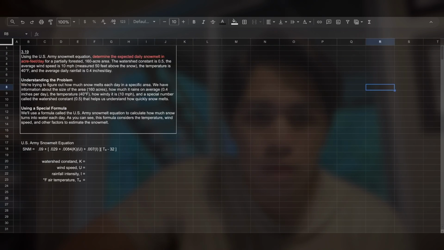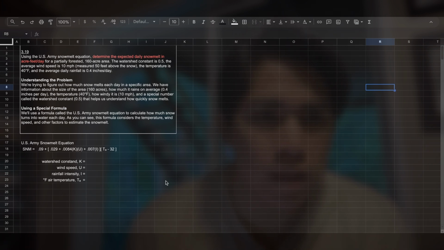Now let's go to problem 3.19. It says, using the US Army snowmelt equation, determine the expected daily snowmelt in acre feet per day for a partially forested 160 acre area. The watershed constant is 0.5. The average wind speed is 10 miles per hour. This speed is measured 50 feet above the snow. The temperature is 40 Fahrenheit, and the average daily rainfall is 0.4 inches per day.